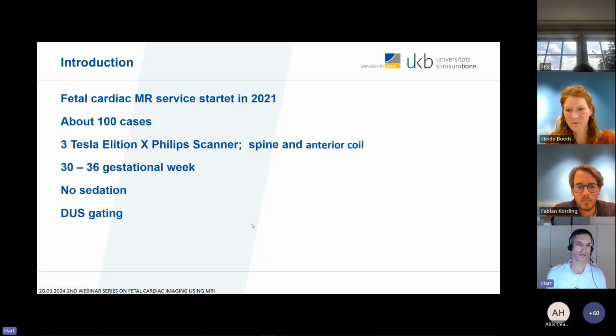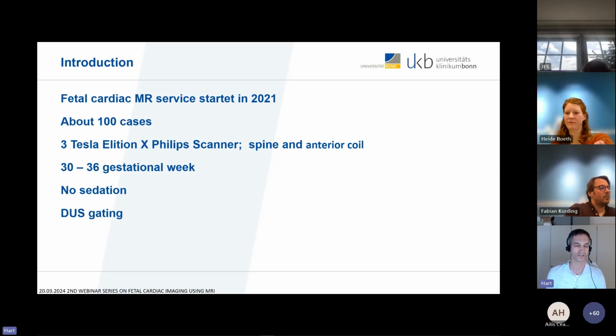We started our fetal cardiac MR service in 2021. We have so far performed about 100 cases. We work on a 3 Tesla Elition X Philips scanner with the spine and anterior coil, nothing special. We usually perform our scans in the 30 to 36 gestational week. We don't use any sedation, neither on child nor on mother. And of course, we use the ultrasound gating.